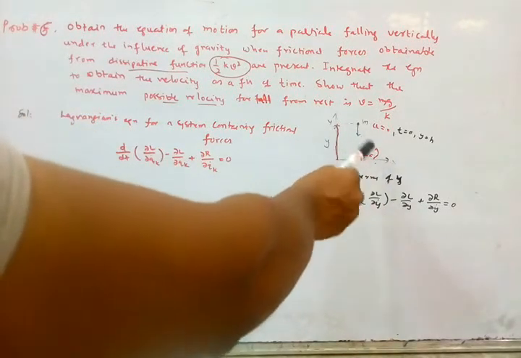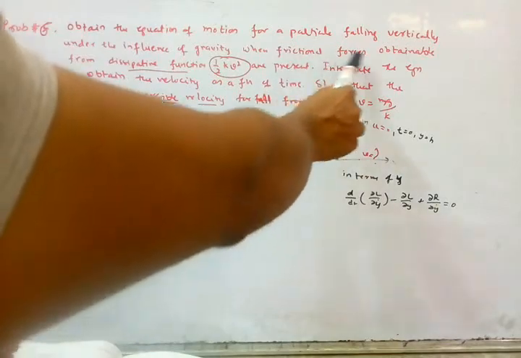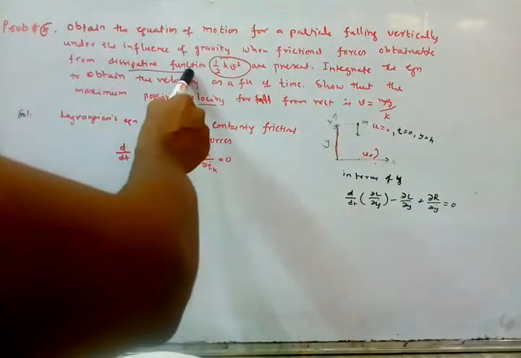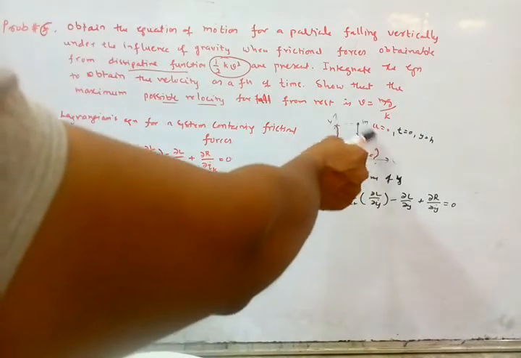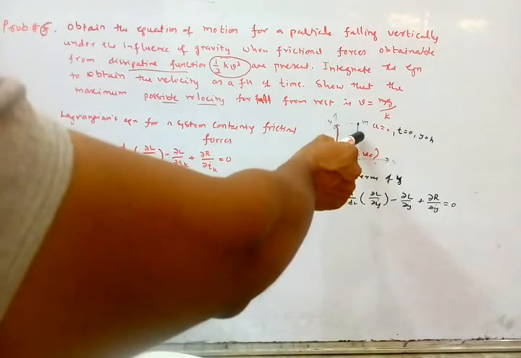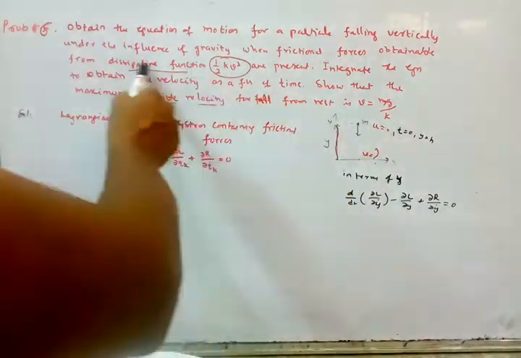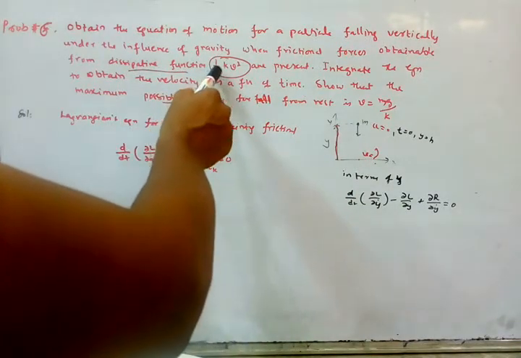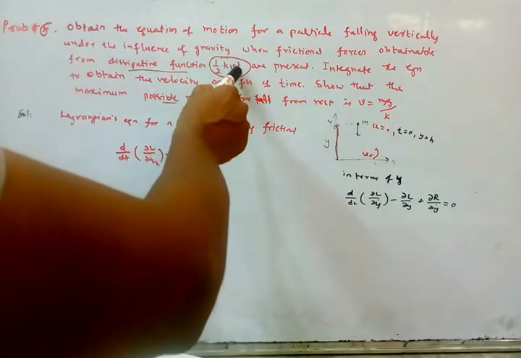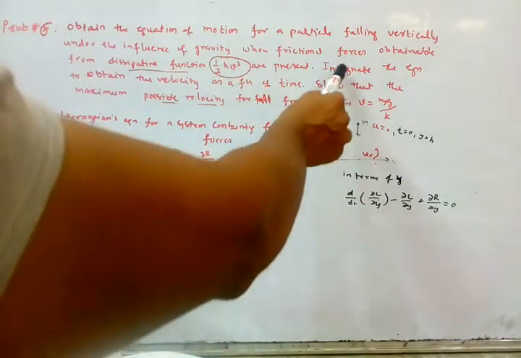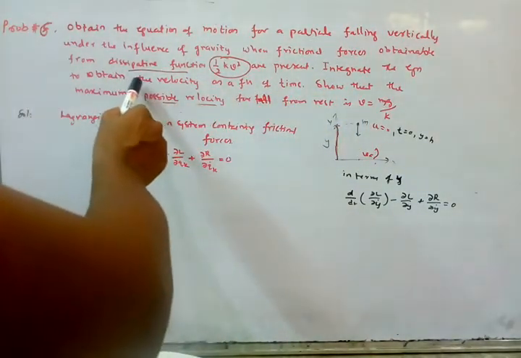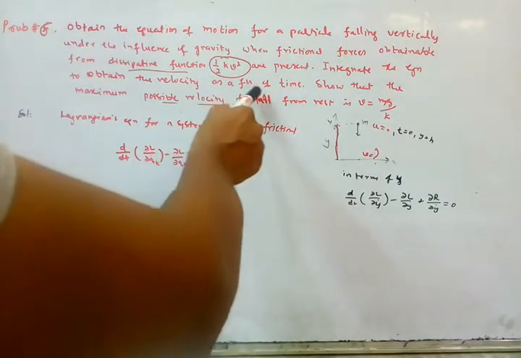y, when frictional forces are obtained from a dissipative function. So when it is falling, frictional forces are applied on this particle. The dissipative function is equal to kV squared. Integrate the equation to obtain the velocity as a function of time.